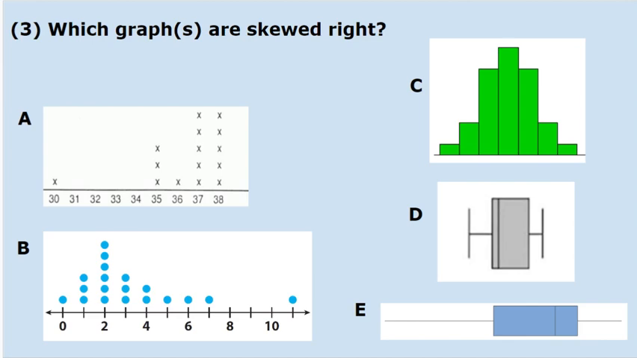Look carefully at these five examples. Which of these graphs are skewed right? Again, same five examples, only now, which graph or graphs are skewed left?